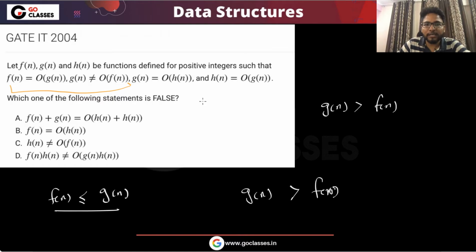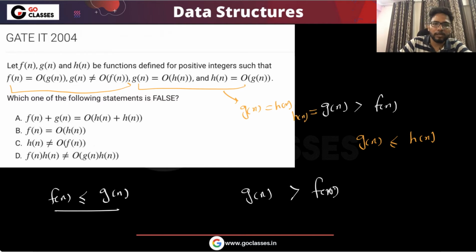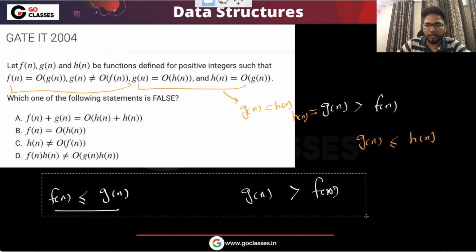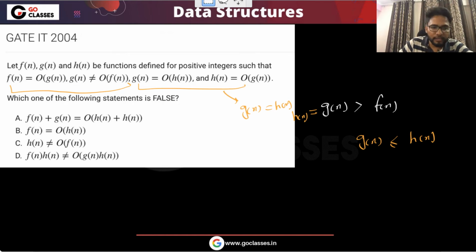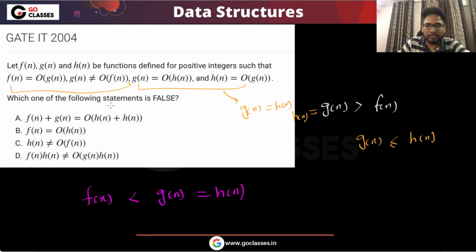What about this? One is saying g(n) is less than or equal to h(n), and the other is saying h(n) is less than or equal to g(n). Which means both are actually equal, right? So g(n) and h(n) are equal. So if you compare all of these, g(n), h(n) and f(n), you will say that f(n) is least, and g(n) and h(n) are the same. Now let's see which option is true.